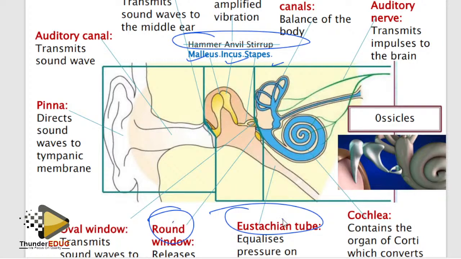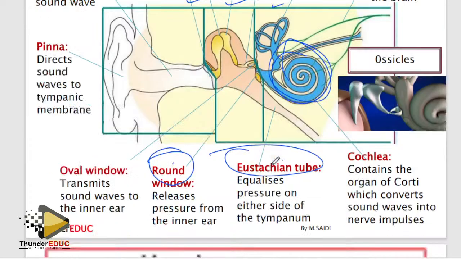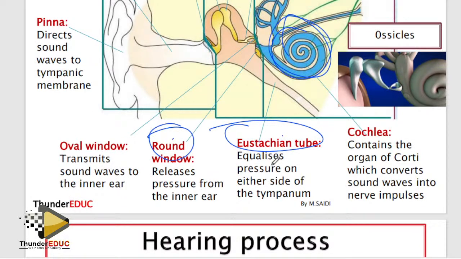And then this part, the cochlea and the semicircular canal. So the round window absorbs or releases. It's the same thing. It absorbs excess pressure from the inner ear, or releases it. When you absorb, you release what you have absorbed. Release the excess pressure from the inner ear.